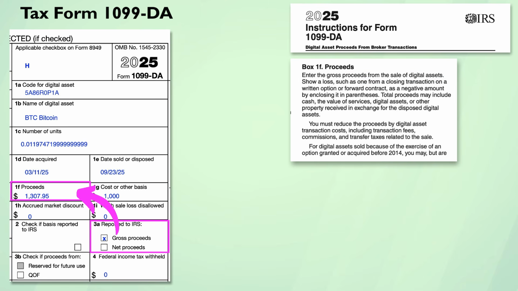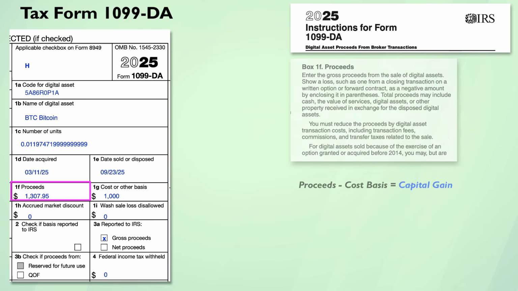Box 3A will indicate whether the amount shown in Box 1F is gross or net proceeds. Most people will see gross proceeds unless the transaction involves more complex transactions like options premiums. In our example, Luca's gross proceeds were $1,307.95. You are not taxed on the full proceeds amount. To determine your capital gain or loss, you must subtract your cost basis from the proceeds.